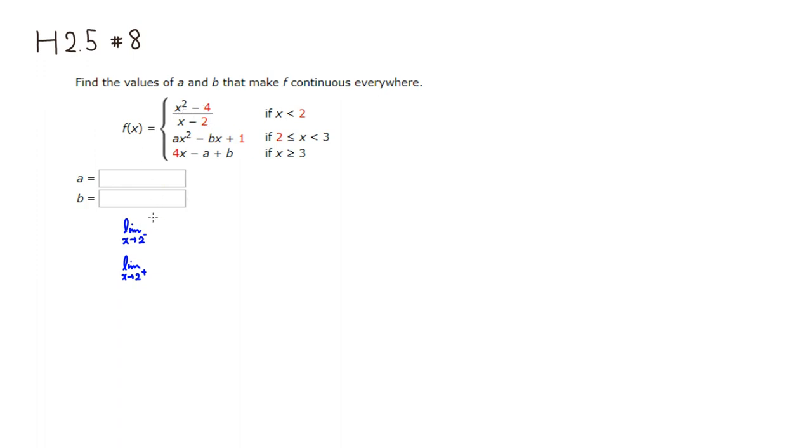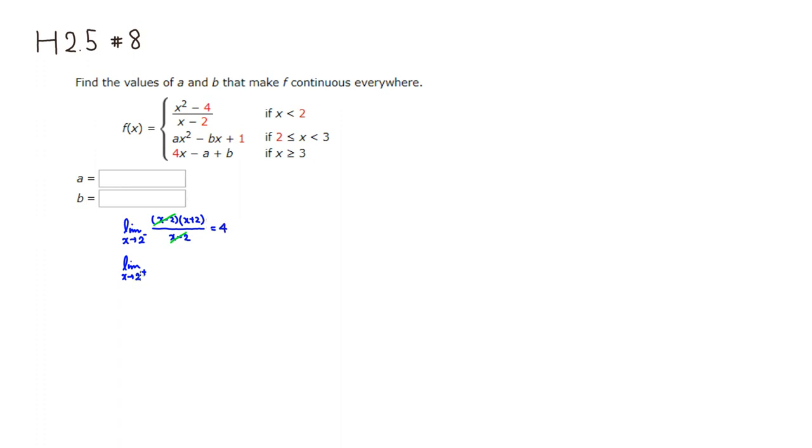and I'm going to go ahead and factor the numerator. So it's going to be x minus 2 times x plus 2, which is the same thing as x squared minus 4, and I'm going to divide it by x minus 2. We can cancel the common factor on top and bottom, and as x approaches 2 you have 2 plus 2, so you can see that this is going to be 4.